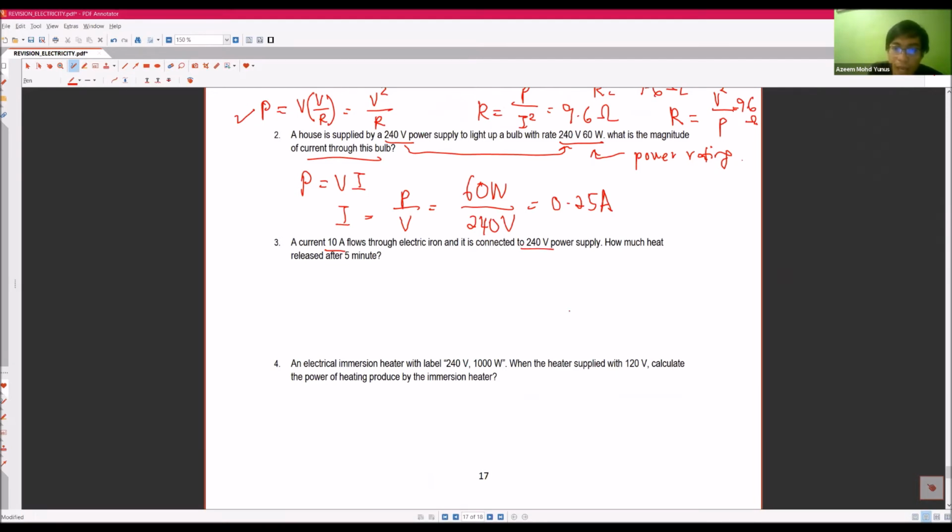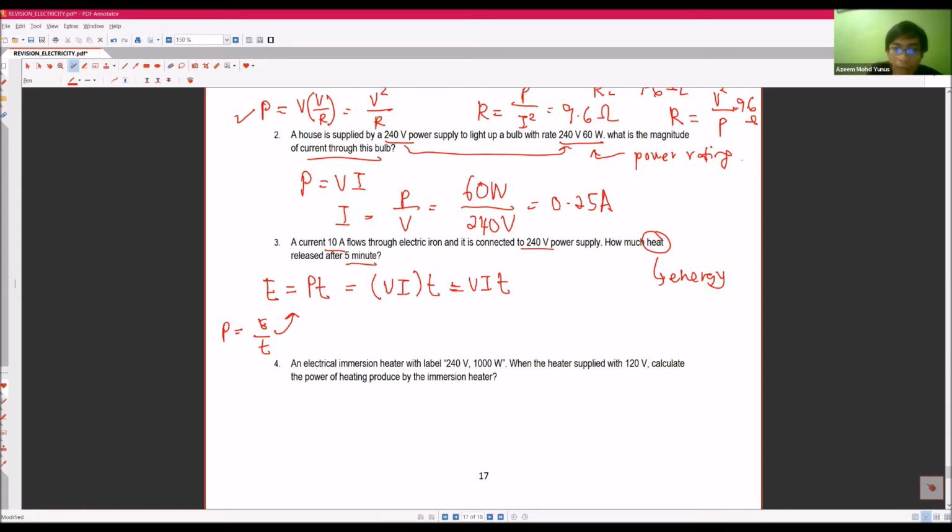Number 3, the current and the flow. 240 volt power supply. How much heat is released after 5 minutes? In this case, we don't use power anymore because heat is energy. So we need to define another formula. P equals E over T. Then we just rearrange the formula to become E equals P times T. And then we know that P is also VI, so it becomes VIT.